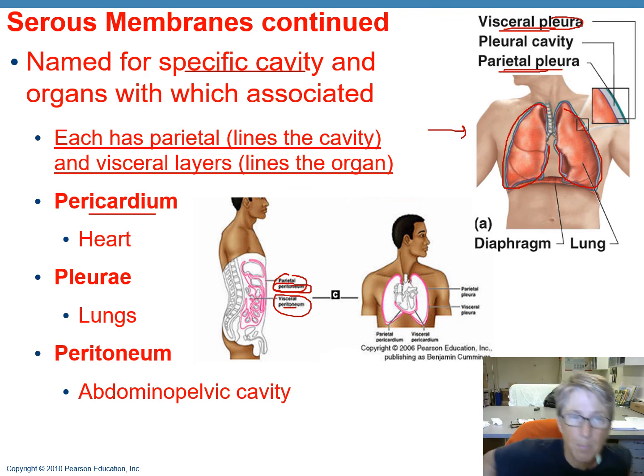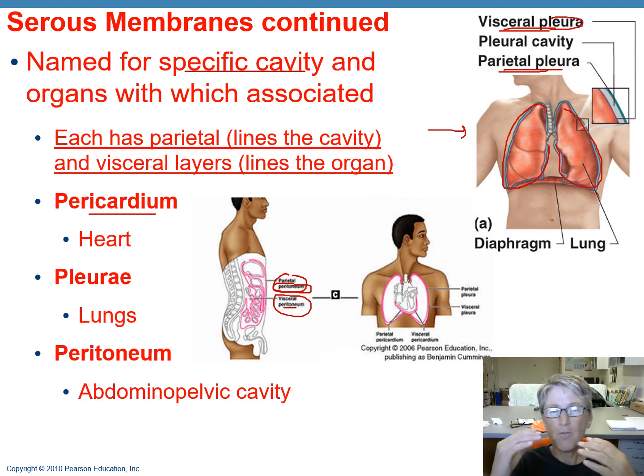So the type of membrane is a serous membrane. And if you find that serous membrane in the heart, that serous membrane is called a pericardium. And that pericardium has two parts, a visceral part and a parietal part.